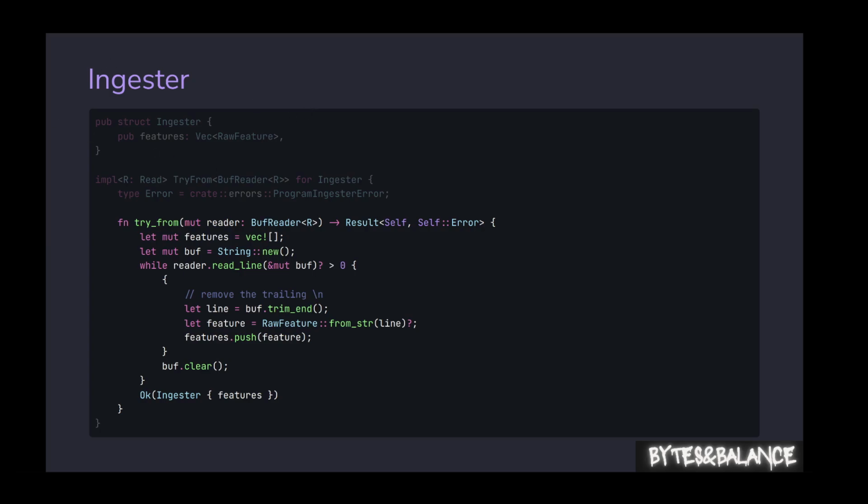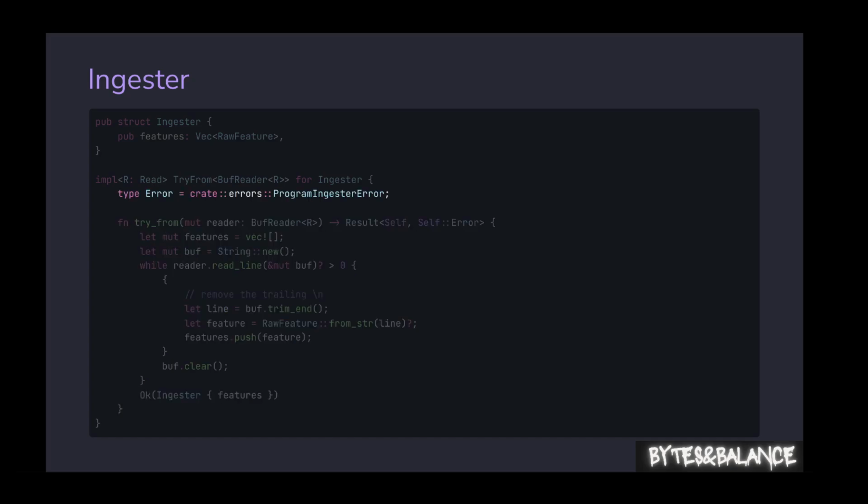And if we go on, then we have here this error type that we define. If any error occurs during the reading or conversion process, the implementation returns an error variant of the result, with the error being of type crate::errors::ProgramIngesterError. And this is defined somewhere.